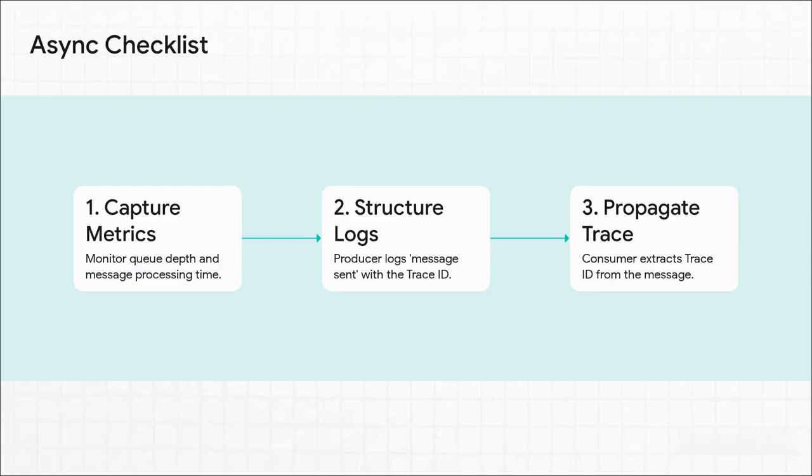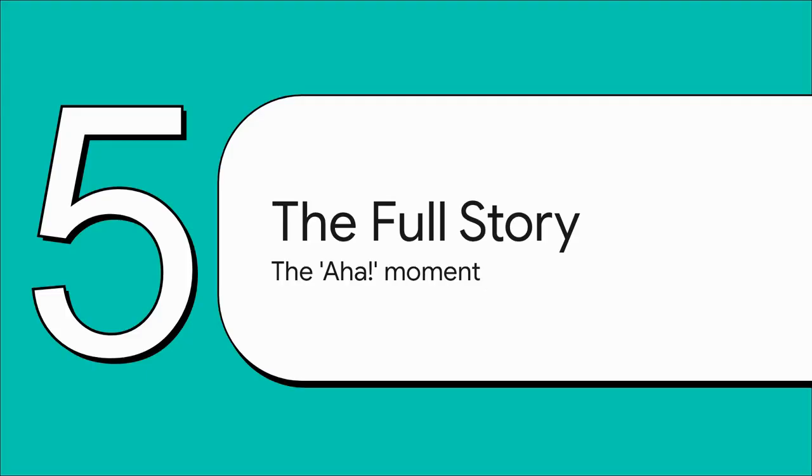So our checklist just adapts. We monitor queue metrics, of course. The producer service logs, hey, I am sending this message, and it includes our trace ID. Then it embeds that same trace ID directly into the message payload. Now, when the consumer service finally picks it up, maybe seconds or minutes later, its first job is to pull that ID out so it can continue the trace. The thread remains unbroken. So we've done the hard work. We've been disciplined. We've instrumented every single hop.